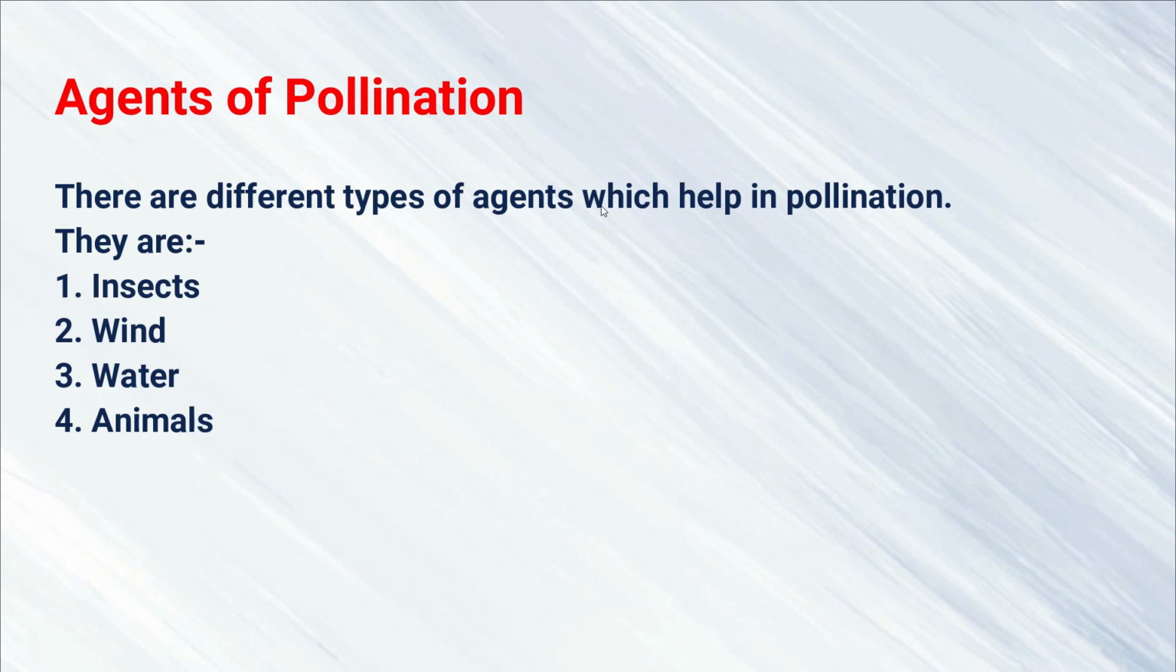Whenever they are moving in search of food from one plant to another, they take the pollen from one flower to another flower. This is known as cross pollination. Animals will only help in cross pollination. It might be possible that insects also help, but animals are mainly helpful in cross pollination.